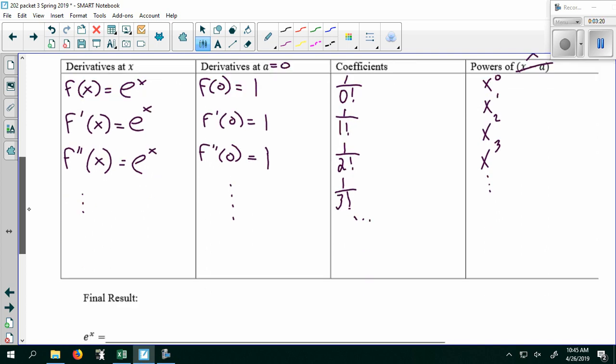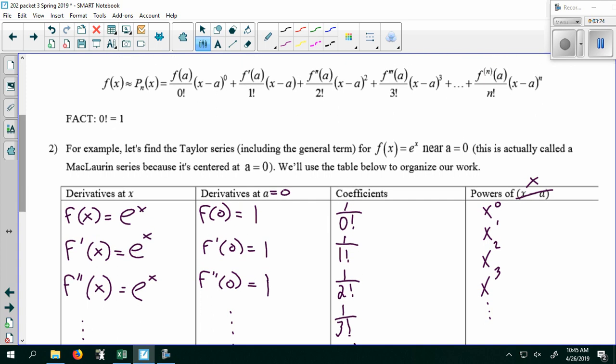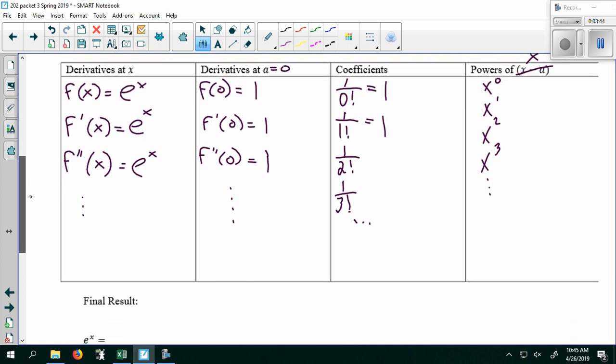And then I'll plug it all into the formula for the Taylor series. So I've got my coefficients and my powers of x. So what is 1 over 0 factorial? We'll just simplify a couple of these. 1, that's 1 over 1, which is 1. This is 1 over 1, which is 1. I'll leave the others with the factorial in them.